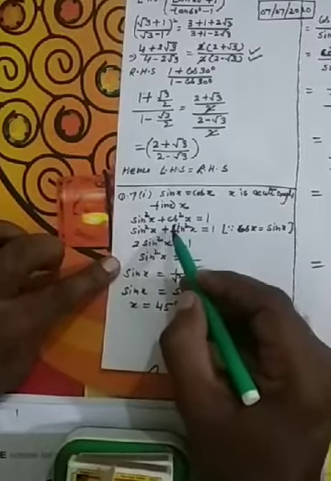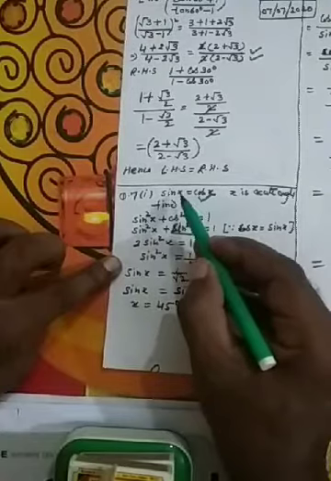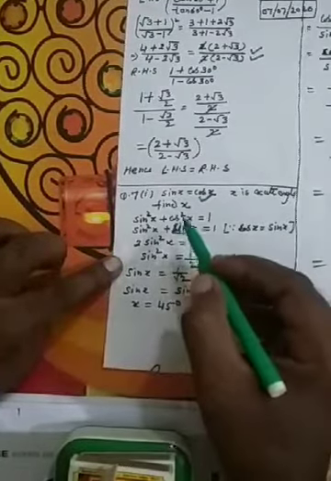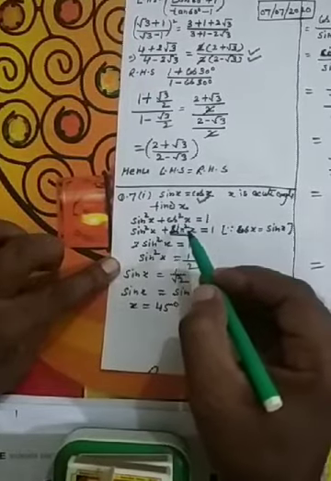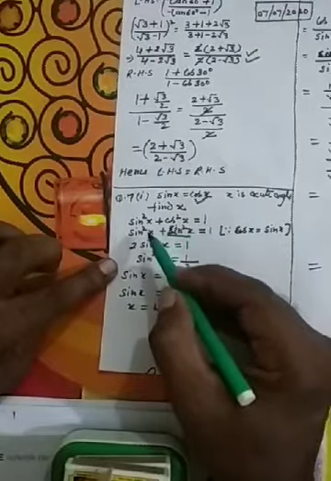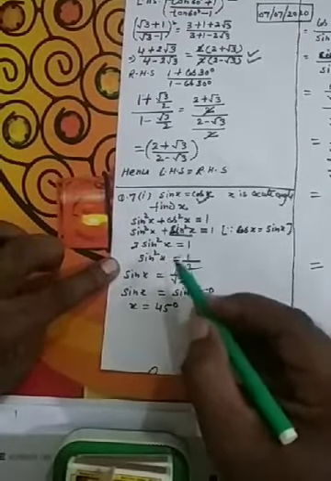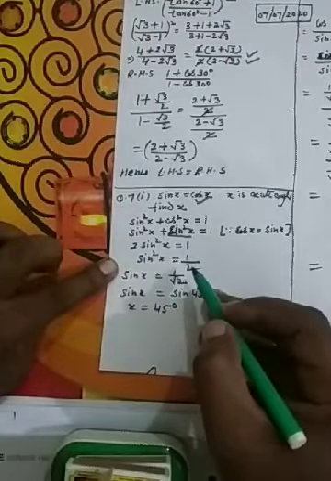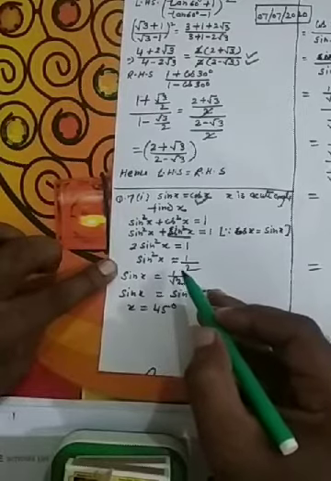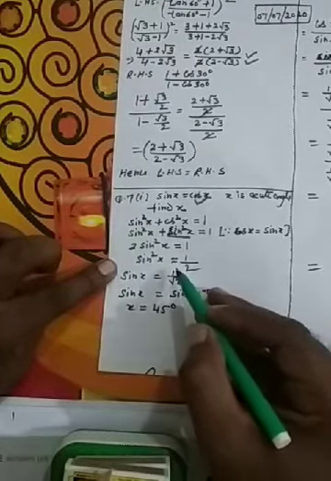Why? It is given in the question, sin x is equal to cos x, or cos x is equal to sin x. Both are the same. So I am writing here sin square x in place of cos square x. So sin square x plus sin square x is equal to 2 sin square x is equal to 1. Sin square x is equal to 1 upon 2. So sin x is equal to 1 upon root 2. Now, at which angle is the value of sin 1 upon root 2?